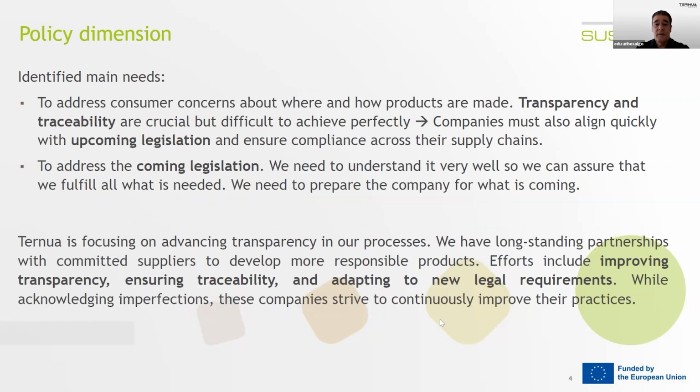We also identified that to address consumer concerns about where and how our products are made, transparency and traceability are very crucial, but sometimes it's very difficult to achieve perfectly. Some of our suppliers do not want to disclose where the yarn is coming from. We know where the fabric is coming from, but they don't want to give us the yarn origin. So this is something we need to work on with them very closely. And we also need to align the company very quickly with the legislation that is coming, because we need to be prepared for that.